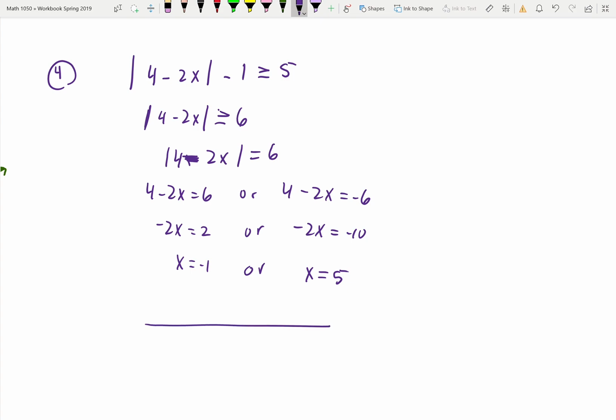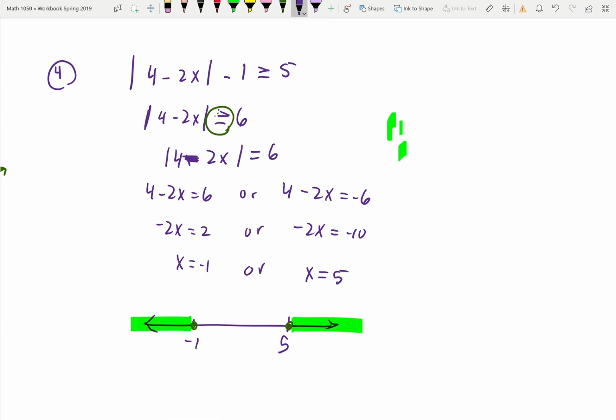Okay, then you go to your number line. Negative 1 is here, positive 5 is there. I have an equal sign, so those are going to be closed. And then remember, if it's an absolute value, to figure out which way to shade, you look right there. Greater than means outside. So you just have to remember that, okay? So that would be here and here. If that's a less than or less than or equal to, then it's inside. So your answer is negative infinity.